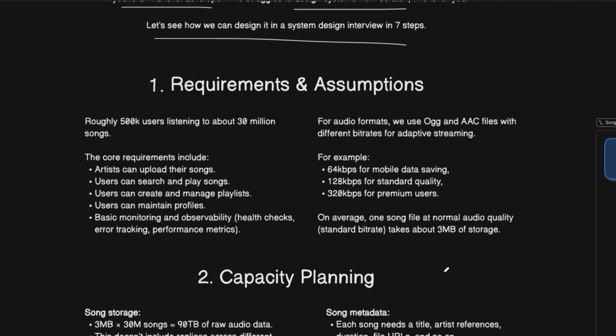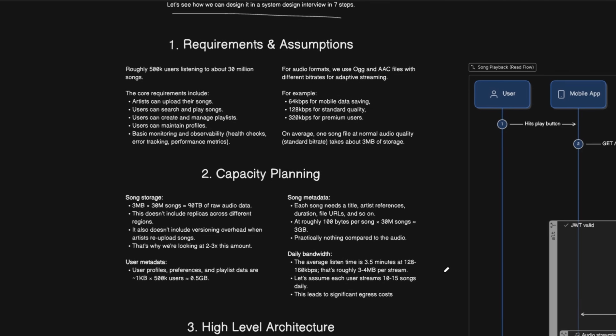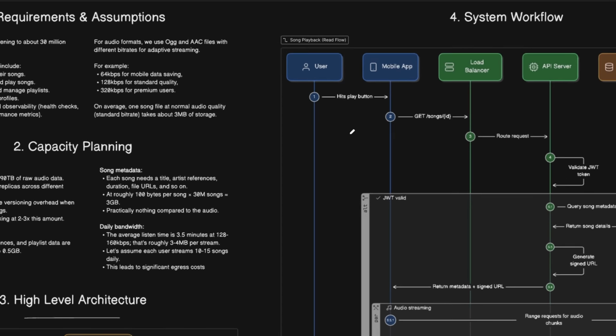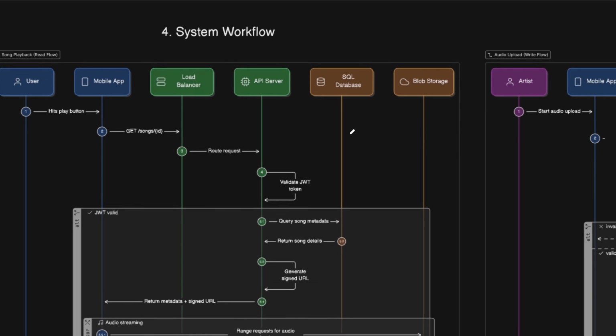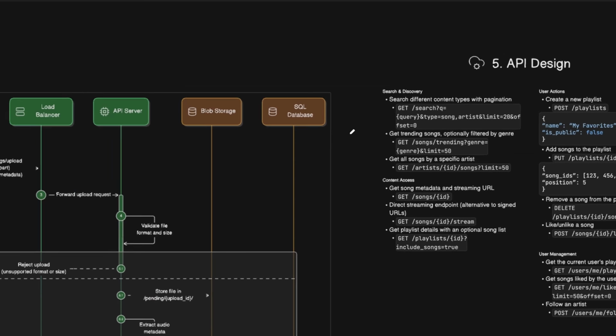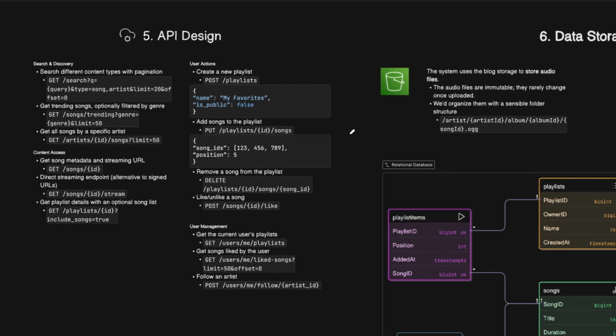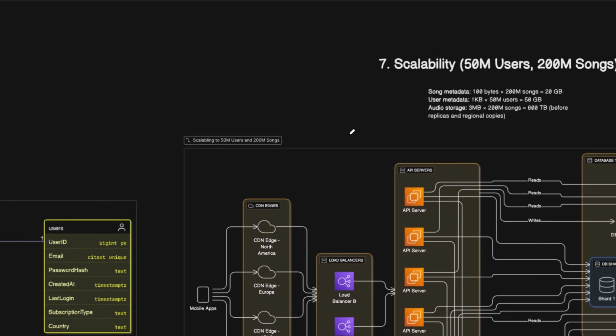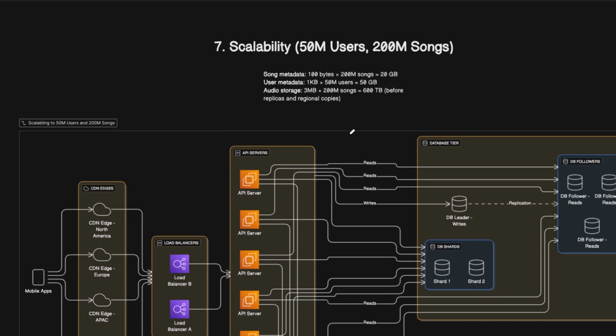First, we'll start by understanding the requirements and planning the capacity. Then we'll come up with the high-level architecture and the system flow of read and write operations. After which we'll need to design the API and also the storage and database. And then finally, we'll move on to scalability and understanding how we can scale this system for, let's say, 50 million users or above.